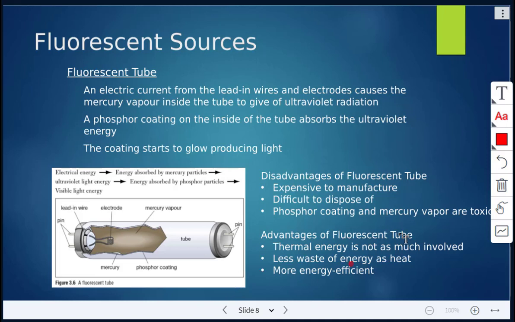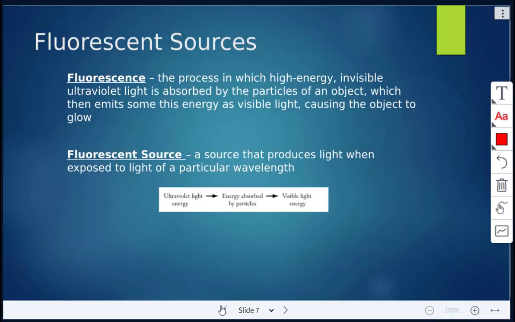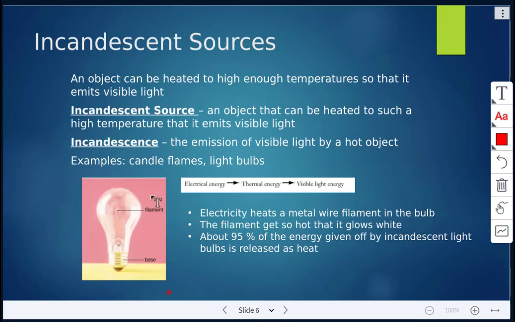Advantages of fluorescent tubes is that thermal energy is not as much involved, right? So there's not as much heat waste. There's less waste of energy as heat, and they are more energy efficient, especially compared to the incandescent bulb that we had seen here.